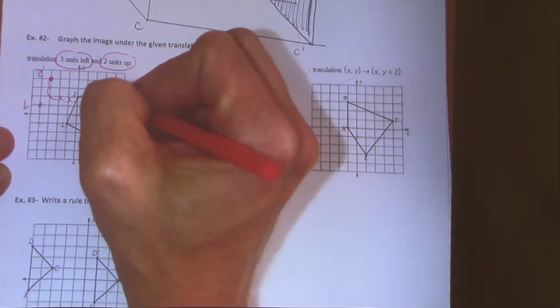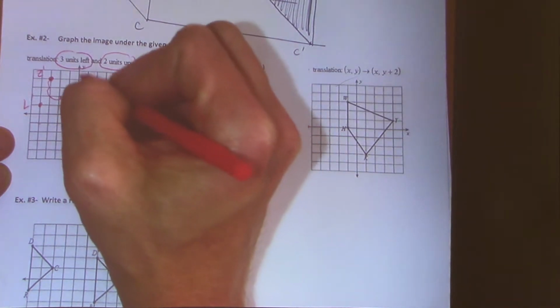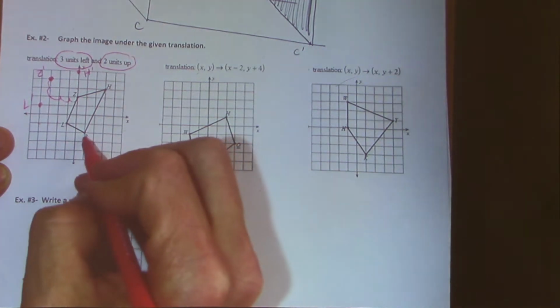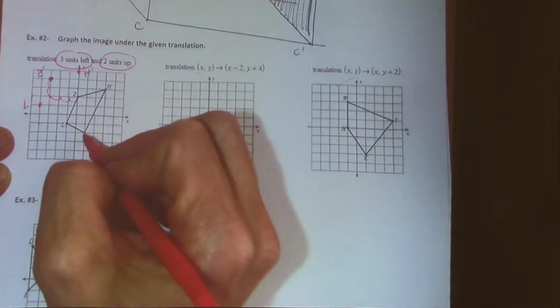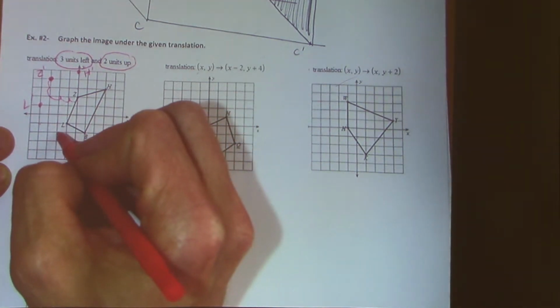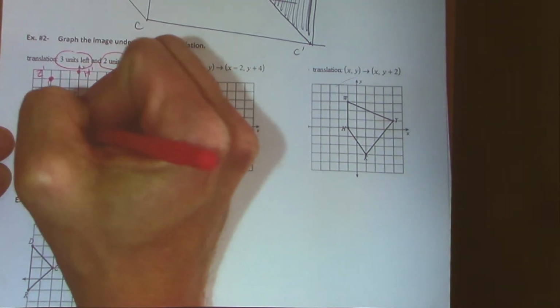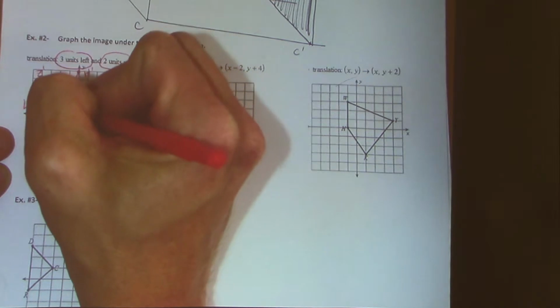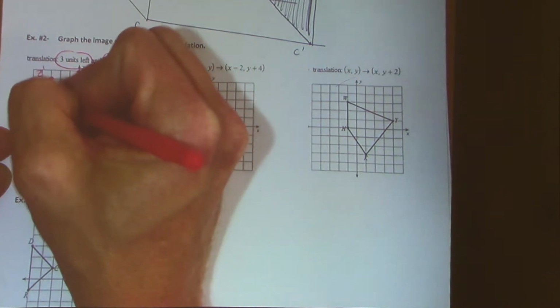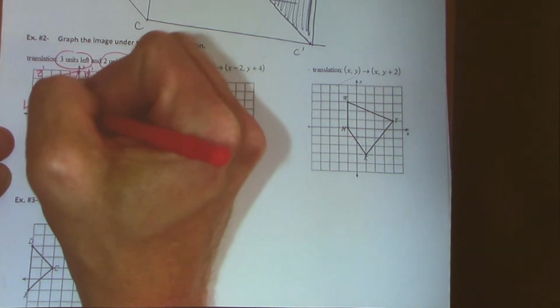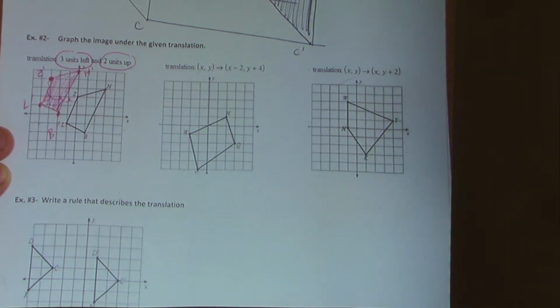H, 1, 2, 3 left, 2 up. There's H prime. And last down here, B, I'll do this for my Spanish friends. 1, 2, 3, 1, 2. And you have B prime, and you have just translated your shape 3 over, 2 up.